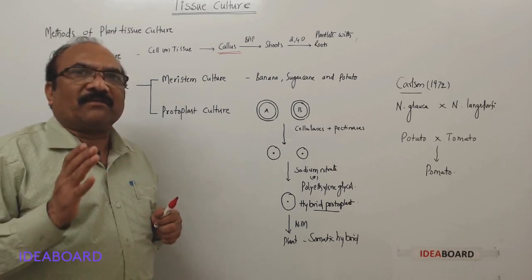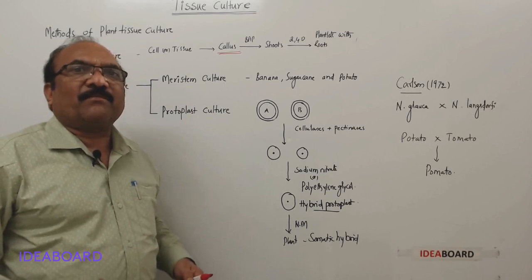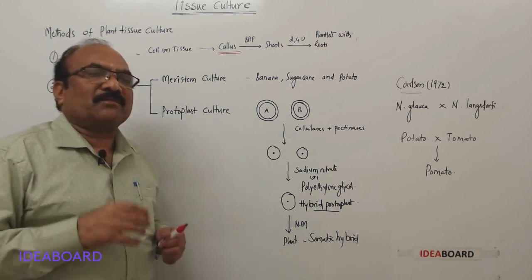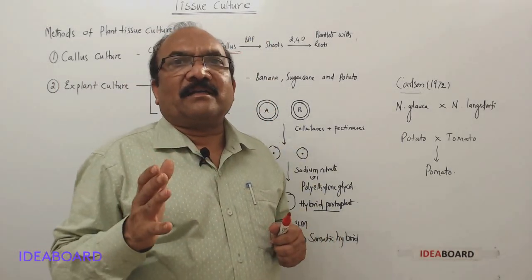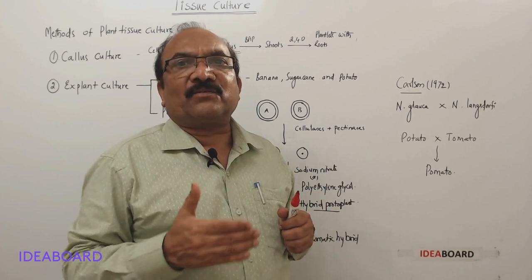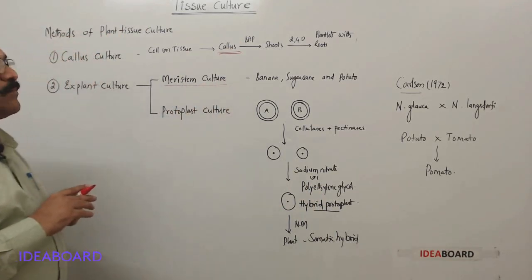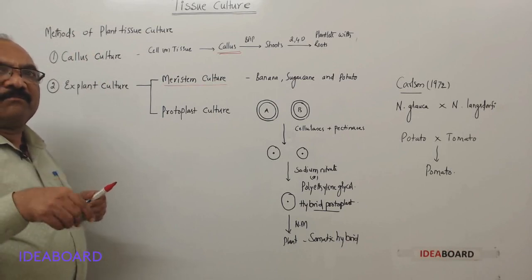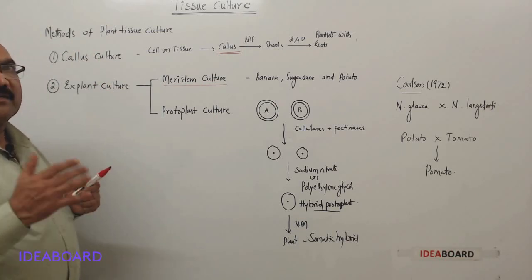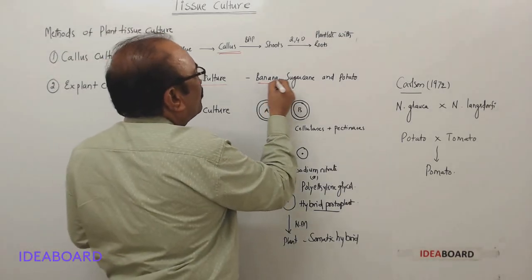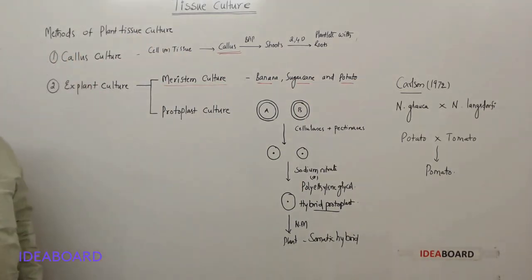What does it mean? Viral infections are systemic infections, meaning the virus will invade all parts of the plant body except the apical meristems, that is shoot apical meristems. Why is it like that? This is due to the presence of a high concentration of auxin, and as they are actively dividing, they do not let the virus invade them. That's why meristem culture or shoot meristem culture is employed for getting virus-free plants from virus-infected plants. Scientists have already developed virus-free plants of banana, sugarcane, and potato through this meristem culture.